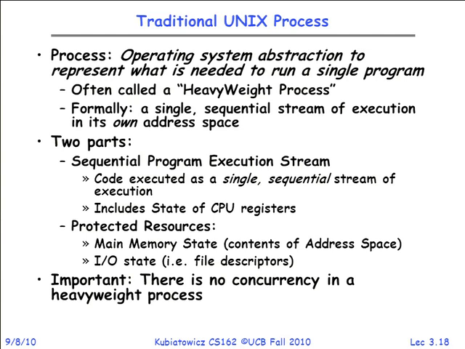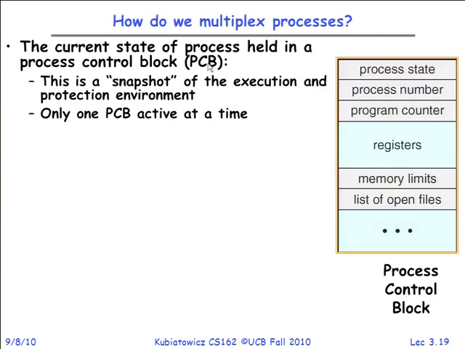Now, how do we multiplex these processes? Well, current state of a process is held in a process control block. These are all words that you'll start reading in Nachos soon. But what's a process control block? Well, it's got some header state, like what its state is, I'll show you in a second, like what its number is, what the program counter is, some registers, what memory does it have, what open files does it have, etc. Those are all in the process control block.